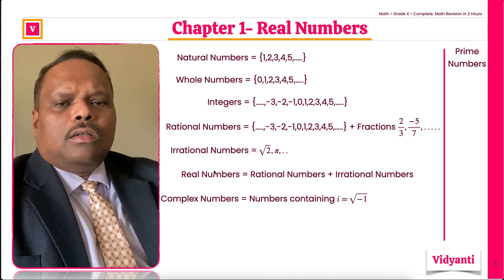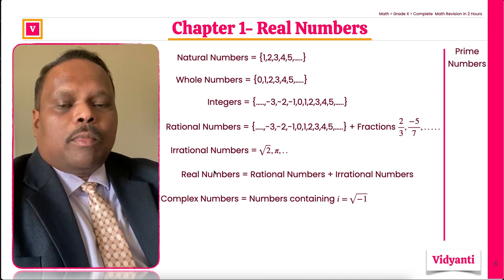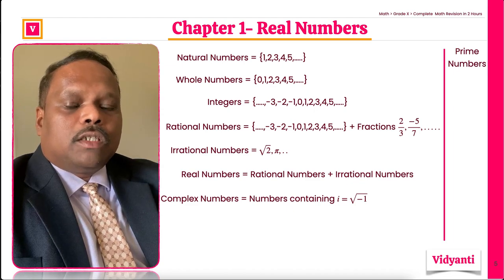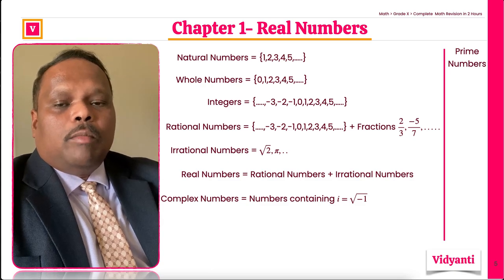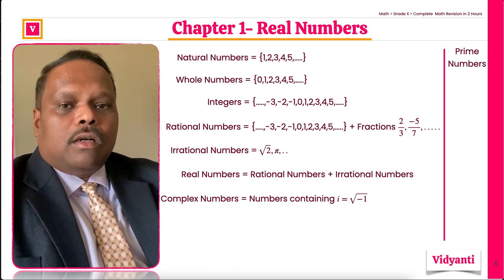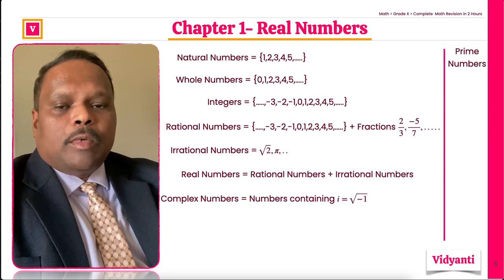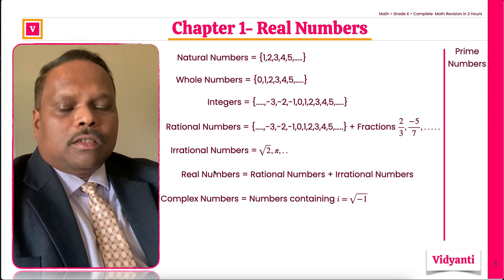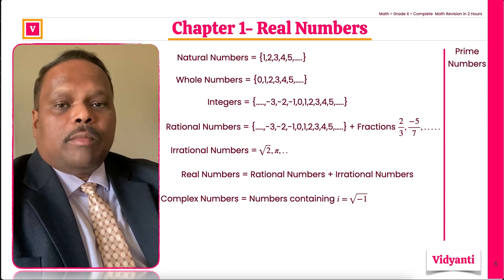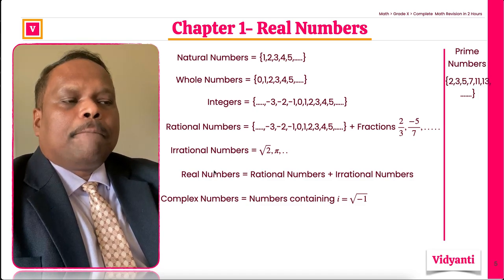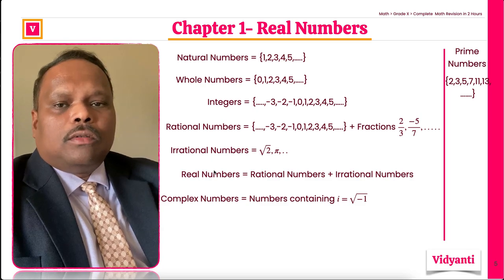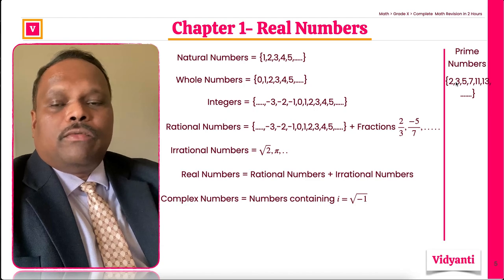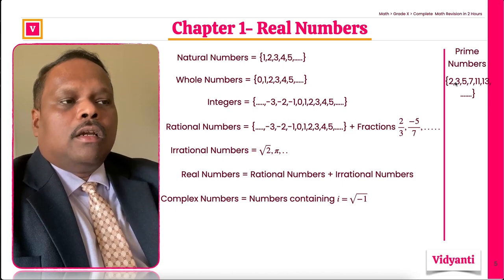Now this chapter also talks about prime numbers. Prime numbers are those numbers which are divisible only by 1 and that number itself. Please note that number 1 is neither prime nor composite. Prime numbers actually start from 2. Prime numbers are only integers. There is no such thing as a fractional prime number, and you can have infinite prime numbers starting from 2. So a sample set will be 2, 3, 5, 7, 11 and 13.